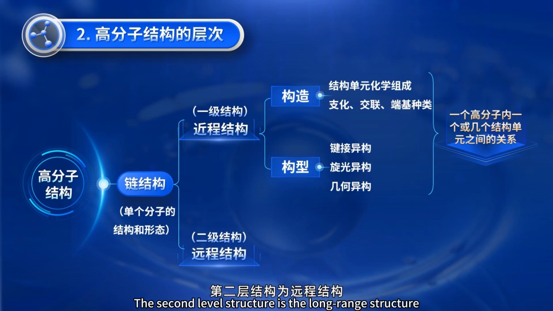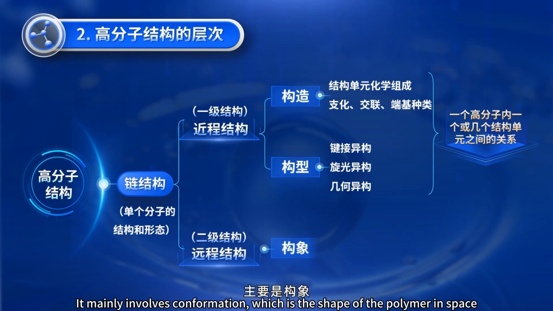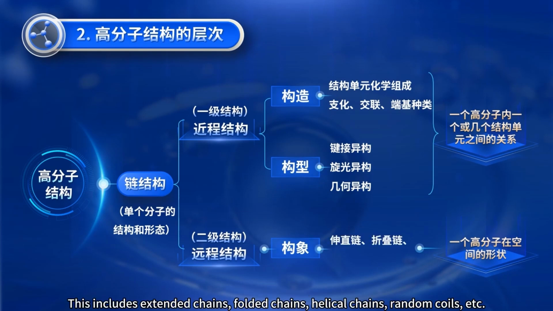The second-level structure is the long-range structure. It is also known as the secondary structure. It mainly involves conformation, which is the shape of the polymer in space. This includes extended chains, folded chains, helical chains, random coils, etc.